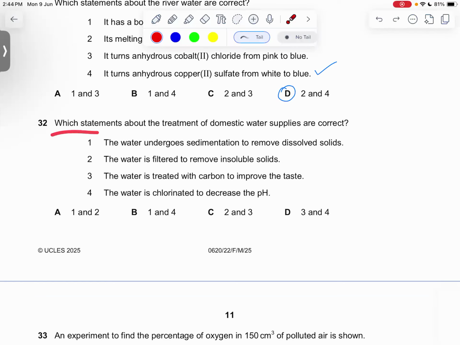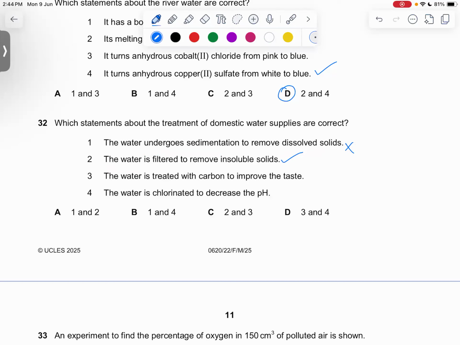All right. Next question: which statements about the treatment of domestic water supplies are correct? The water undergoes sedimentation to remove dissolved solids. Nope. Undissolved solids are removed. Undissolved large chunks of solid like silt and rocks. Okay. The water is filtered to remove insoluble solids. Yes. Then the smaller insoluble solids that do not settle down at the bottom, they are just suspended in water. They are removed by filtration.